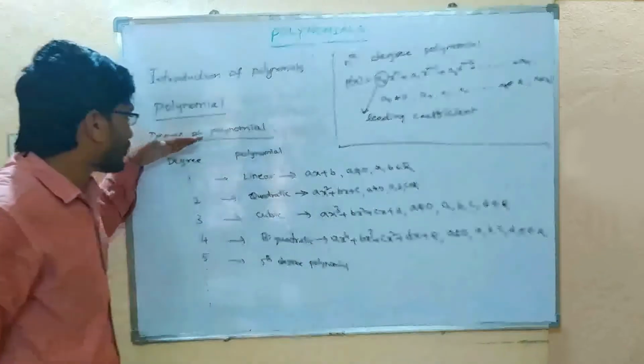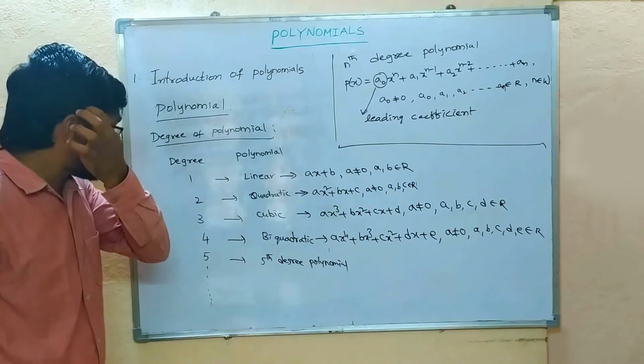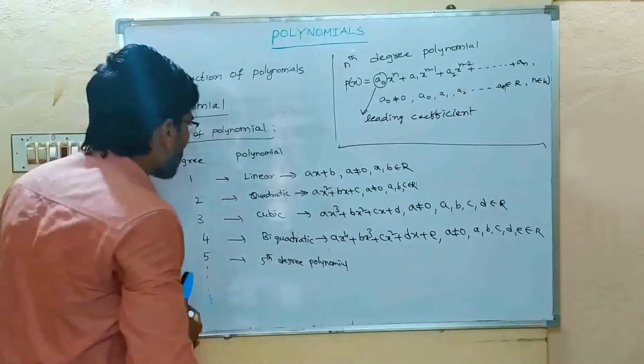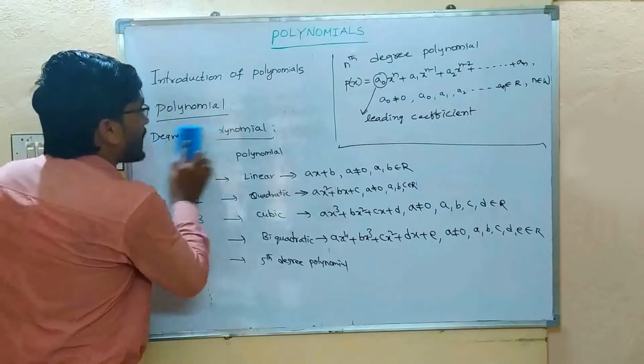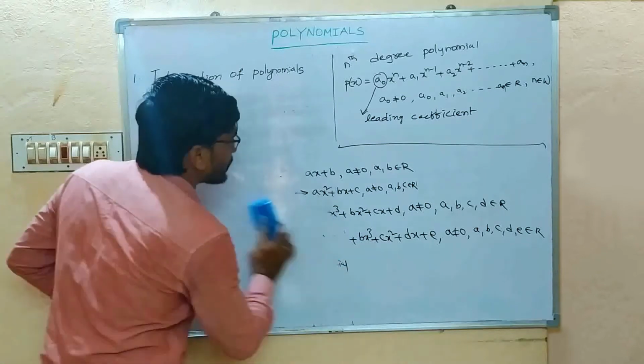So this is about the types of polynomials based on degree. Okay. Next, value of a polynomial.